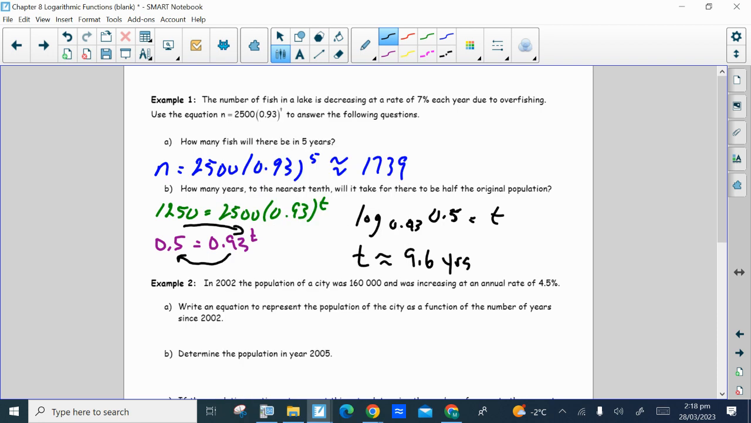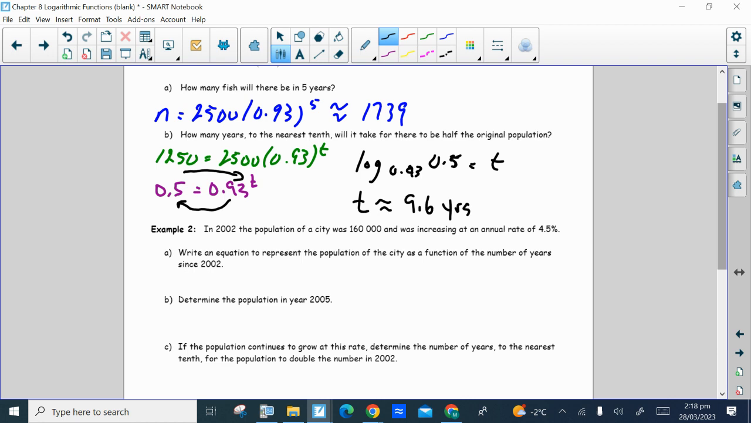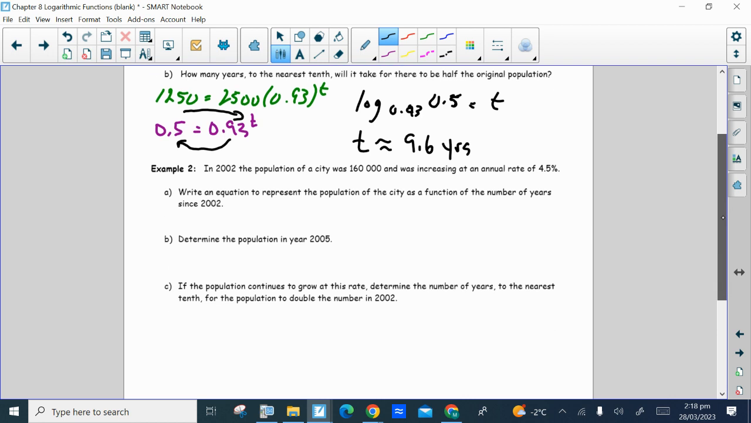Now chances are, this will be continually changing. So it's not like an interest question where it only happens at certain times. This is continually changing, so that is an accurate answer.